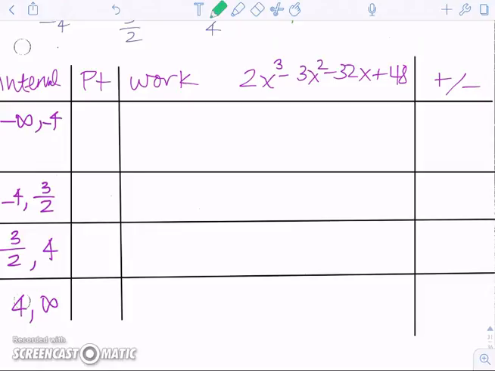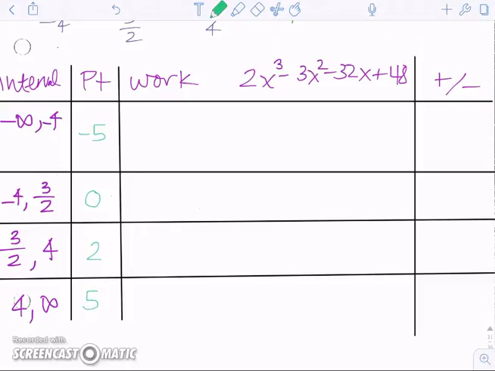So when I'm looking from negative infinity to negative 4, the nicest number I have to work with is negative 5. When I'm looking from negative 4 to 3/2, the nicest number I have to work with is 0. From 3/2 to 4, the nicest number I have to work with is 2. And then from 4 to infinity, the nicest number I have to work with is 5.